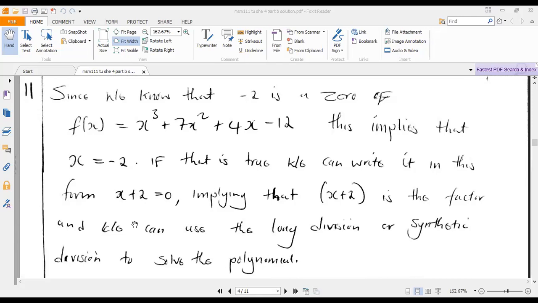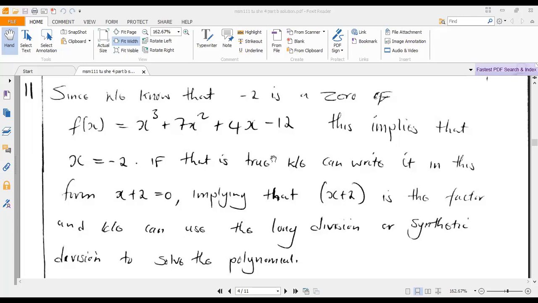How is negative 2 a 0? And where is negative 2 in the equation, sir? If you read question 11, it's telling us that you know that negative 2 is a 0, isn't it?